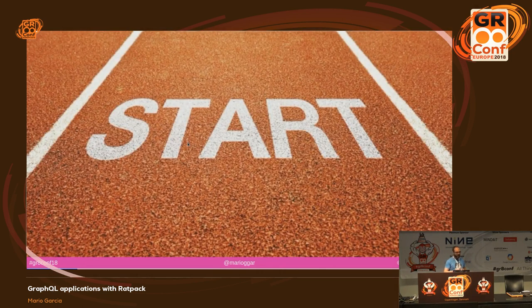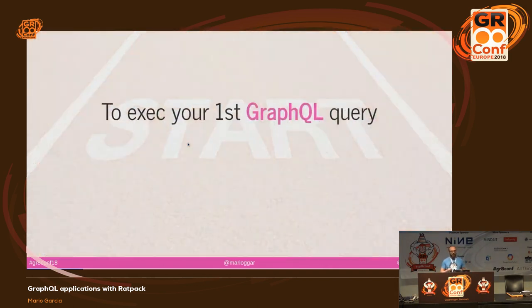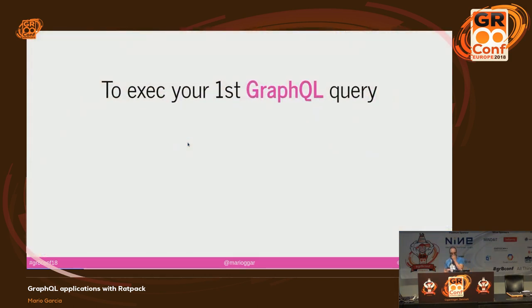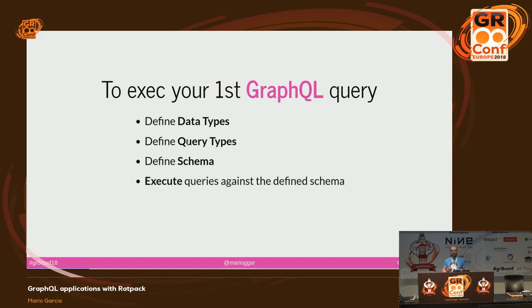So how do we start playing with GraphQL? Well, there are very few steps that you must follow in order to execute your first GraphQL query. First of all, define the data types, the structure of your data. Once you have defined your data, then you will be defining the query types, how to retrieve the data from the data structure and the underlying data store. Then you will define the schema, which is a higher level in that structure hierarchy. And finally, you will be able to execute the queries you have defined against the schema you have defined.